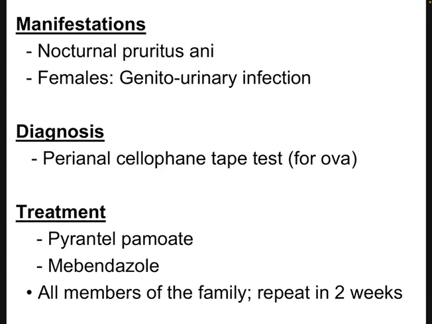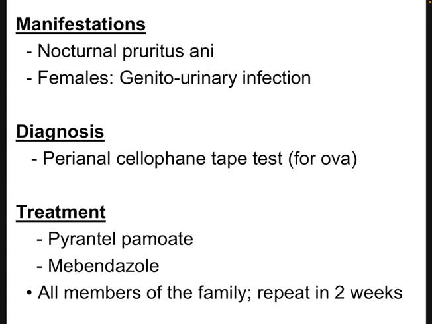We have what is called cellophane tape, adhesive tape. You put it around the anus. When the worm comes outside and lays the eggs, they will stick on the tape. Sometimes they put it on a slide. Then you can examine the tape. Treatment, just names, two names only: pyrantel pamoate and metronidazole. All family members should be treated. If not cured, repeat in 2 weeks.